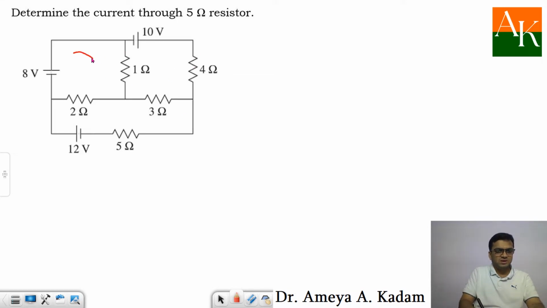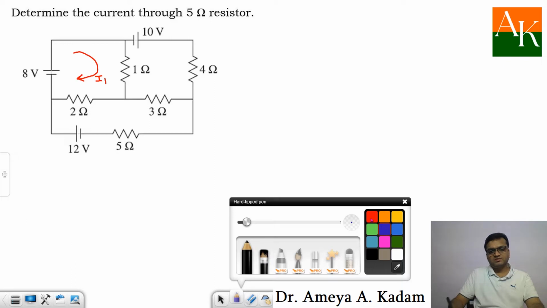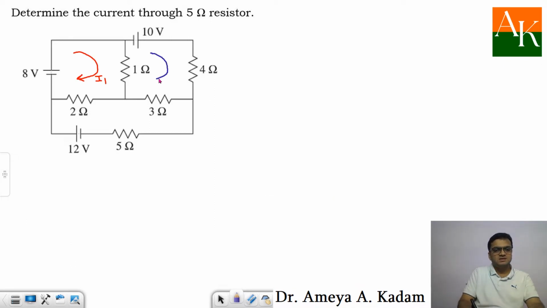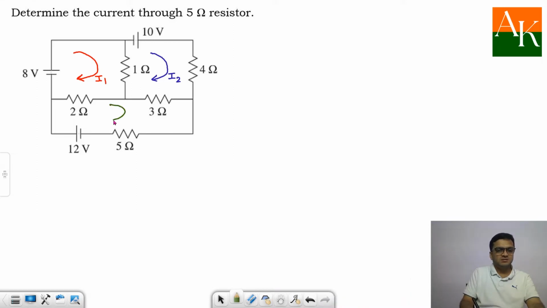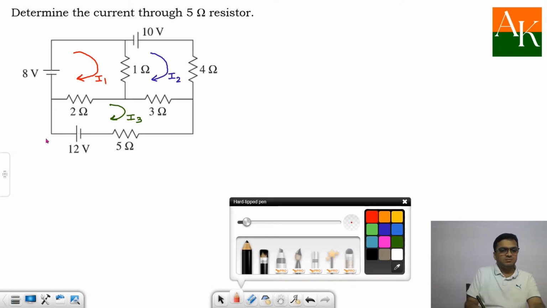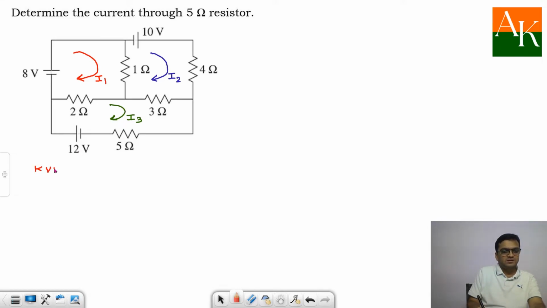This is mesh 1 and I am assuming the current through that one as I1 in a clockwise manner. In the last lecture I mentioned that we prefer the currents in a consistent direction. That means either you prefer all the currents to be clockwise or anti-clockwise. Here I am assuming all the 3 currents in the 3 meshes in a clockwise manner. So I have assumed I1, I2 and I3. Now you have to apply KVL in each mesh and obtain 3 equations.